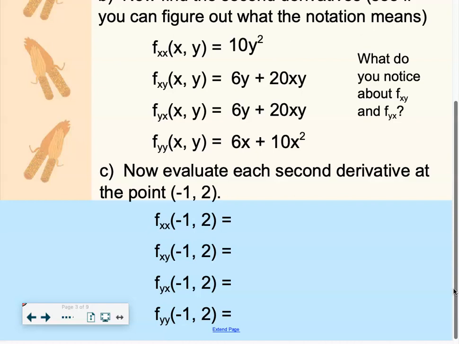But first, let's make sure you can find the second derivative evaluated at a point. You've got your four second partials right there. Go ahead and find the second partials at the point -1, 2. I give you 30 seconds. This is no calculator. You can do this.